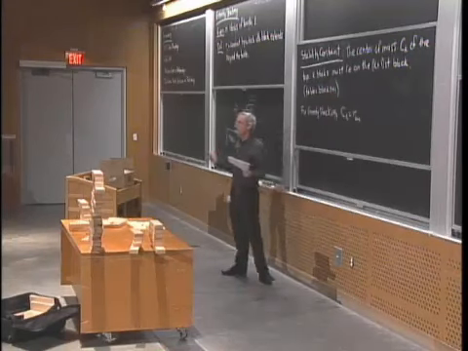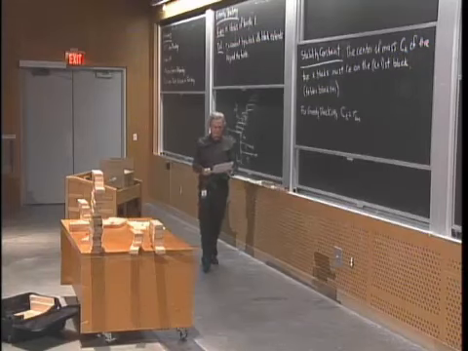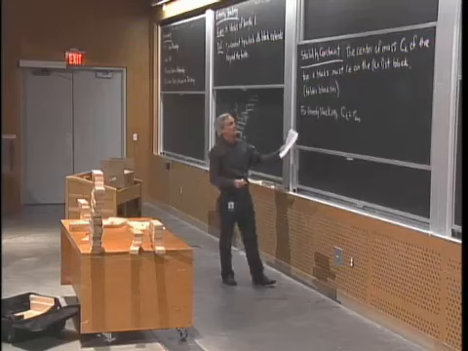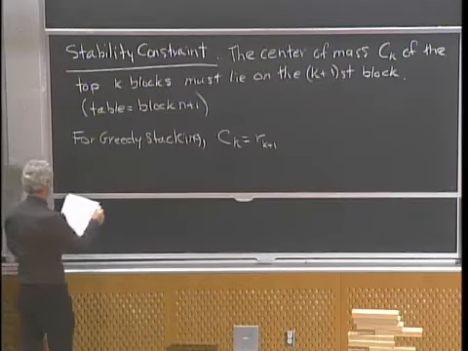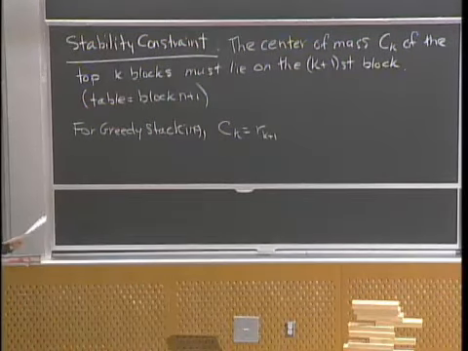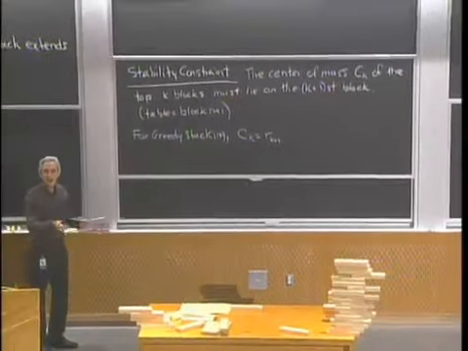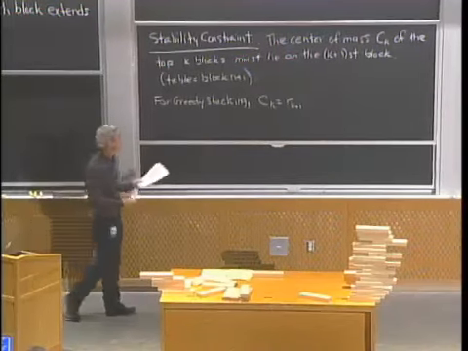Any questions so far? What we're doing? OK. All right, so let's figure out where the center of mass of the top K blocks is. You know, a formula for that, a recursive formula. So to do that, we look at the center of mass of the kth block by itself, and then average it in with the center of mass of the top K minus 1 blocks. OK, so we're going to set up a recursion to compute CK.